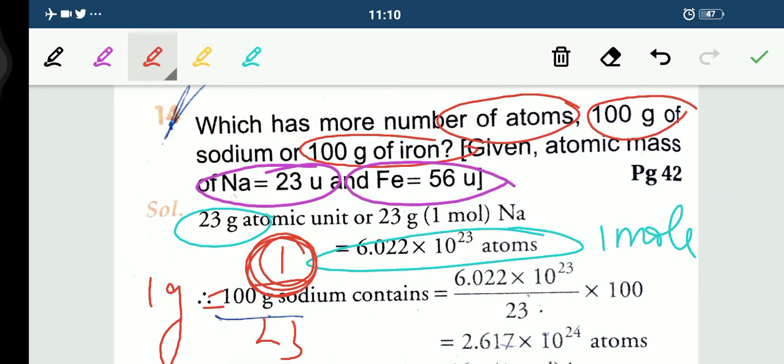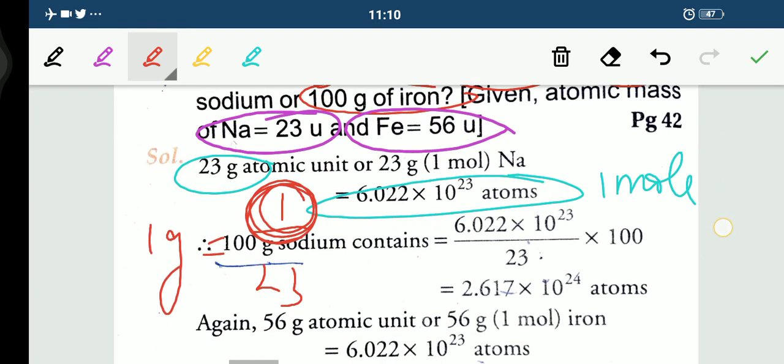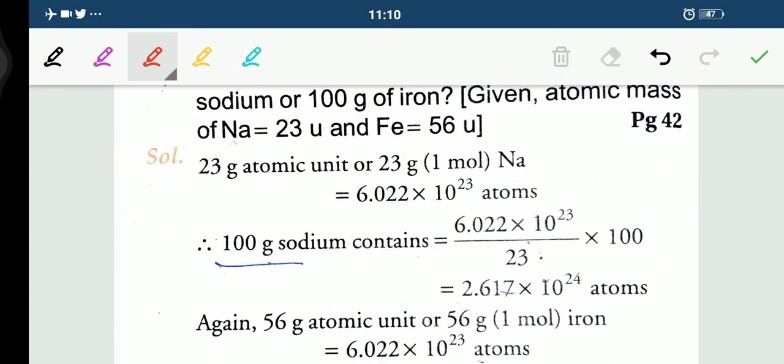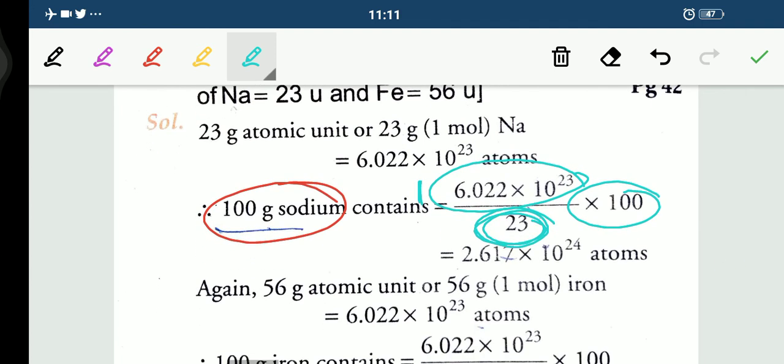But they are asking us to find out for 100 gram of sodium. So you just need to multiply it with 100 gram. Fine? So in order to find it for 100 gram, you can see here the Avogadro number is divided by 23, and it is multiplied with 100 here. Because you can write this Avogadro number as 1 mole also. So you just need to put the value of the Avogadro number here, and your answer comes out to be 2.617 into 10 raised to power 24 atoms.